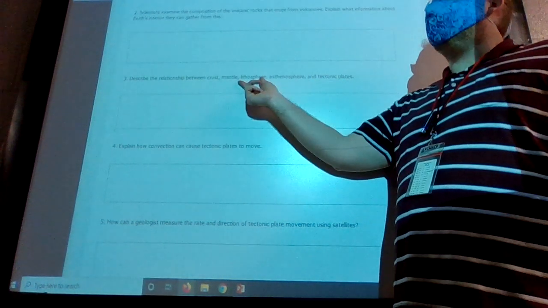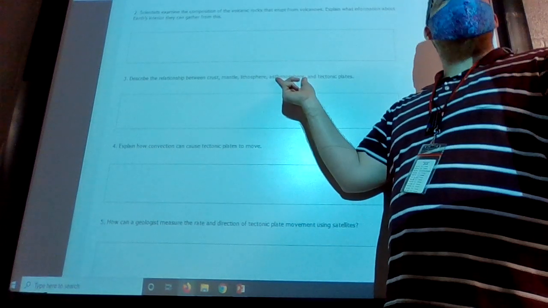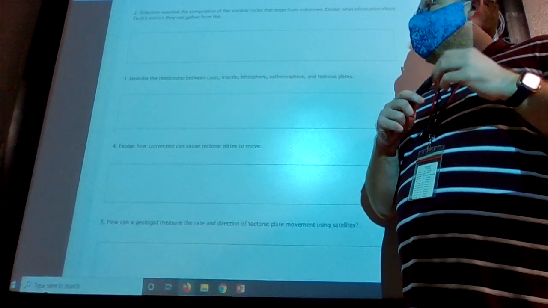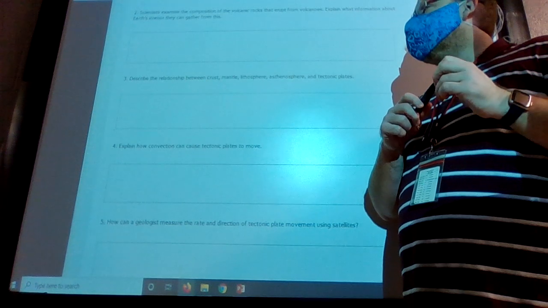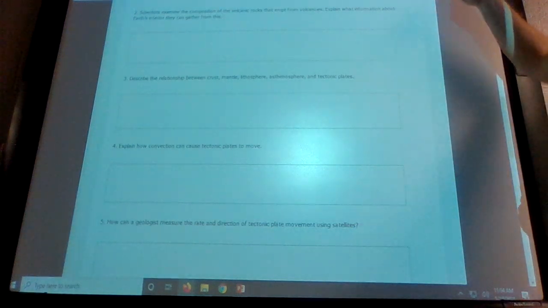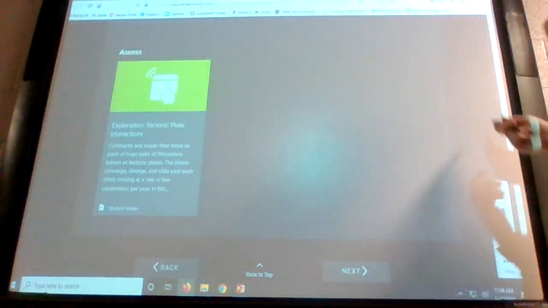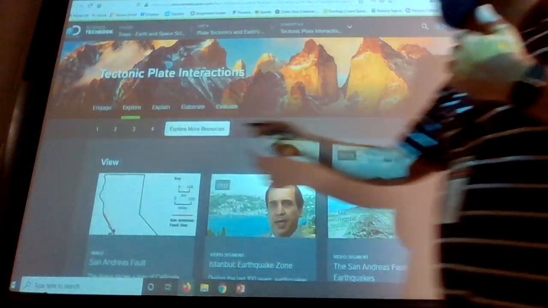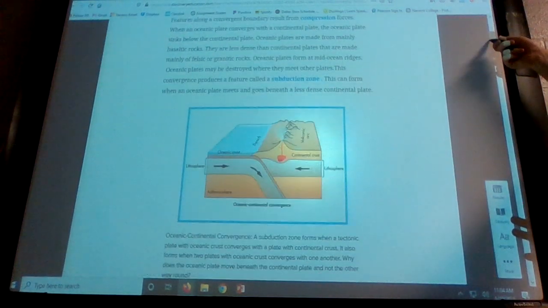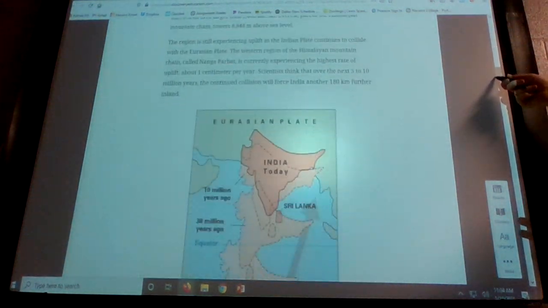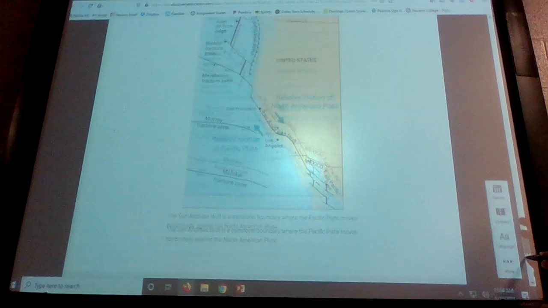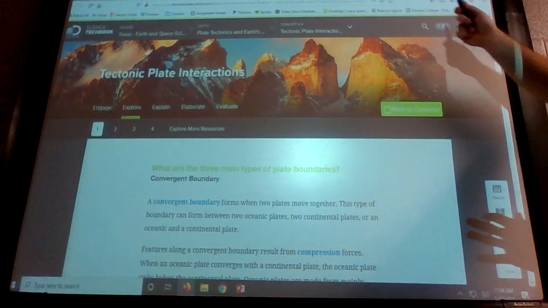Tectonic plates are part of the lithosphere, and they float around on top of the asthenosphere. Depending on where you look, different people have different opinions on where the asthenosphere is. It's usually right at the boundary of the crust, but I think sometimes they put it as the mantle. They're not even going to show us here.